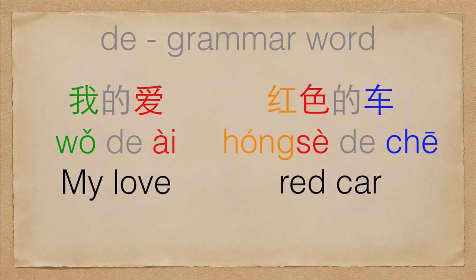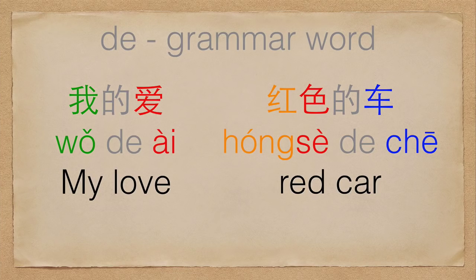Let's have a look at what this character means. This character is a grammar word, and normally it's doing one of two things, to put it simply. The first is the example on the left. It can be making something possessive. So in this example, 我 means I. So if we make it 我的, this becomes my. Another example would be 他 is he. 他的 would be his. So 我的爱 means my love.